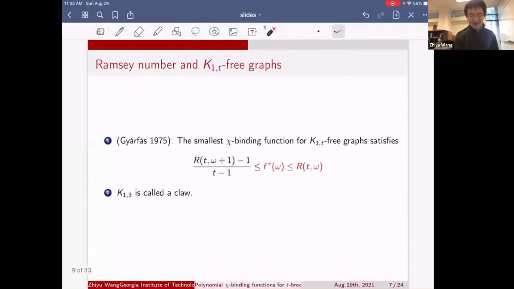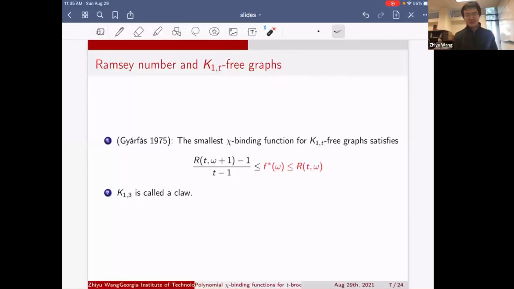Now there's a connection between Ramsey numbers and the binding function for some particular graph classes. In particular, if you look at K1,t-free graphs, f star of omega denotes the smallest chi-binding function.